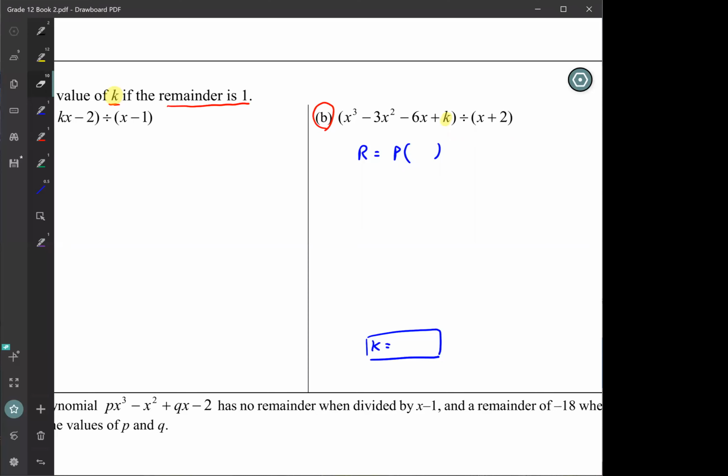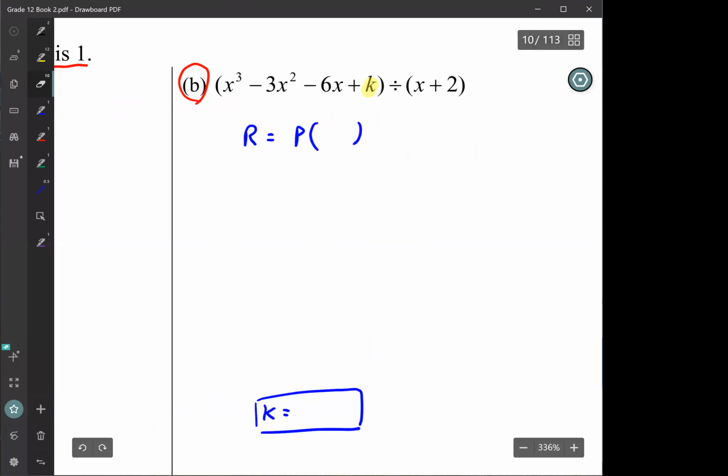Does anyone need a hint? Or you guys are doing okay? Okay, Donna, what should go inside the brackets? P of? -2. Yeah, -2. Very good.